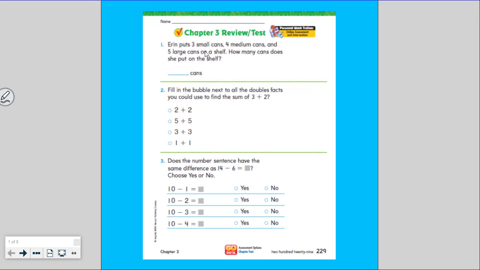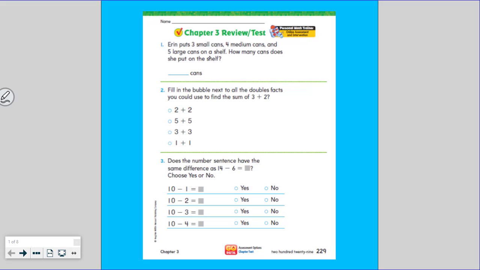The first problem says Aaron puts 3 small cans, 4 medium cans, and 5 large cans on a shelf. How many cans does she put on the shelf? I want you to show your work over here in this space and then write your answer here. So go ahead and pause your video and work through number 1.